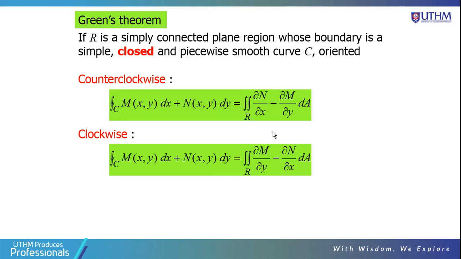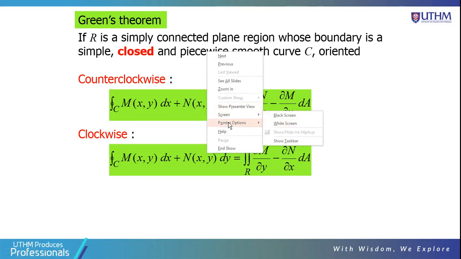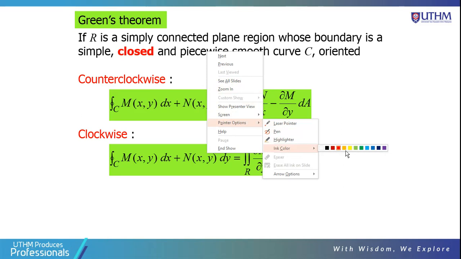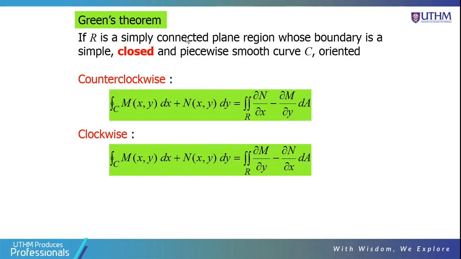The first thing you need to check is that the line integral for Green's theorem must be in this form: a simple, closed and piecewise smooth curve. So there are three types of boundary, and they must be oriented either counterclockwise or clockwise.